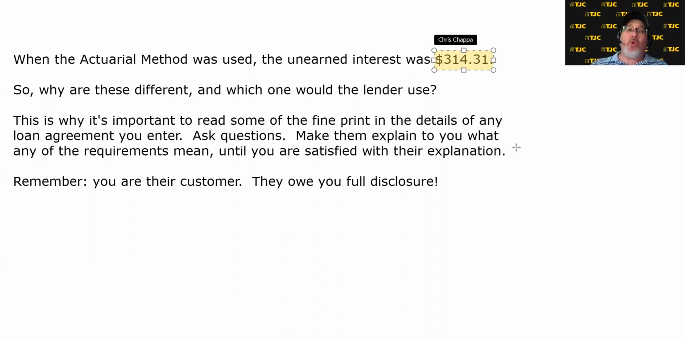This is why it's important to read some of the fine print in the details of any loan agreement you enter. Ask questions. Make them explain to you what any of the requirements mean until you are satisfied with their explanation. Remember, you are their customer. They owe you full disclosure. So if you don't understand something, ask them. And if you're not satisfied, find somewhere else.